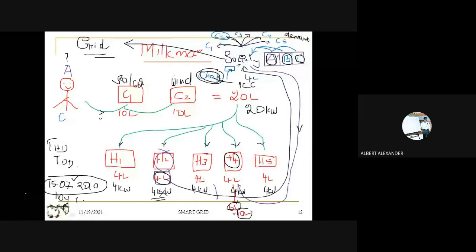So without this information, the problem is that this milkman depends only on these two, cow number 1 and cow number 2.